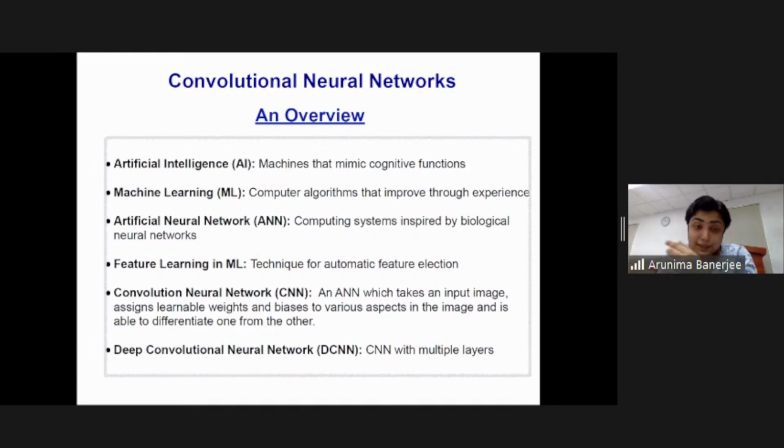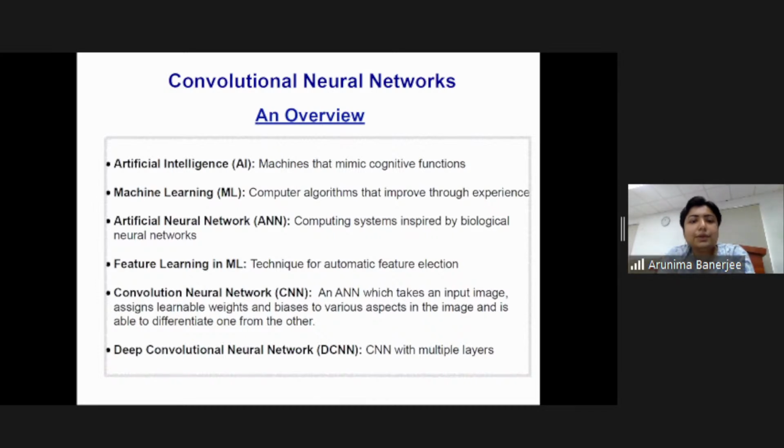Artificial intelligence is that which mimics human cognitive functions. Machine learning is computer algorithms that improve through experience. So this is very important. It is not programming. All of us, when we start our computer studies, know programming. Programming is very different from machine learning. Machine learning learns through experience. For example, when you teach a kid to identify the alphabets, you don't program the kid, right? The kid learns through experience. You show the alphabet A many, many times or write the alphabet A many, many times. Then the kid learns through experience. The same thing happens over here.